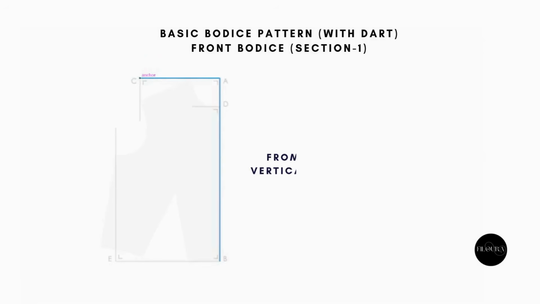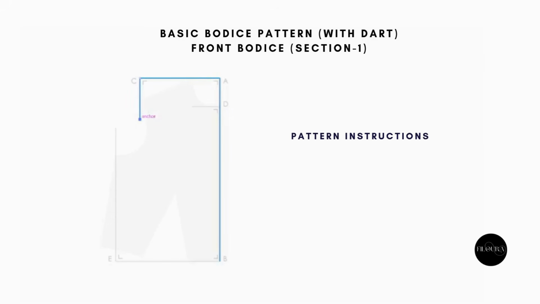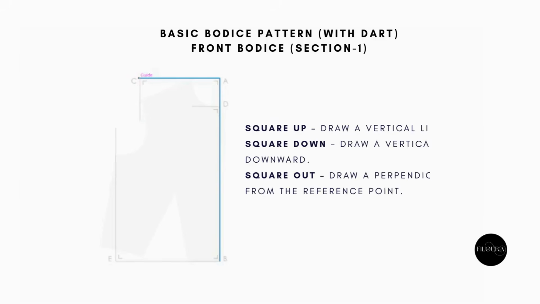From point C, square down a vertical line measuring 3 inches. Please note that in pattern making, we commonly use the following commands: square up, square down, and square out. Square up means draw a vertical line upward. Square down means draw a vertical line downward. Square out means draw a perpendicular line from the reference point.